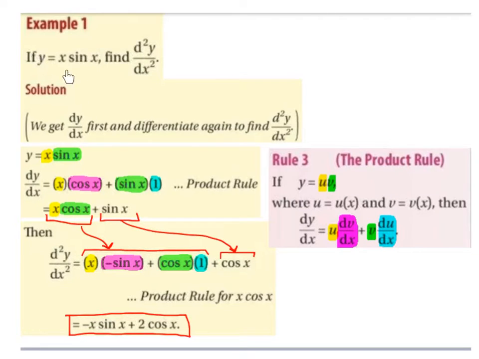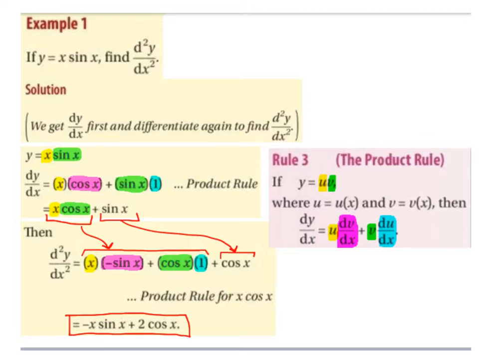Example: if y equals x sine x, find d squared y/dx squared. So basically find the second derivative. So we get dy/dx first, which is the first derivative, and differentiate again to find d squared y/dx squared, the second derivative. So y equals x sine x. So these are stuck together, which means multiply, so we use the product rule. So we get x times cos x plus sine x times 1, which gives us x cos x plus sine x. Next we want to differentiate again.